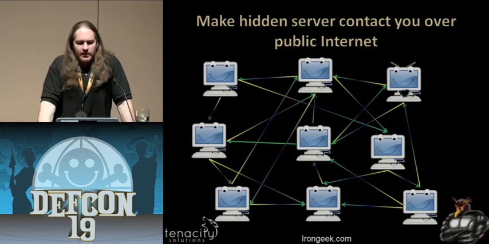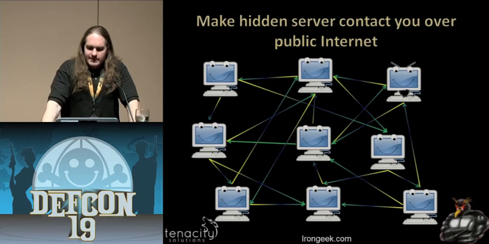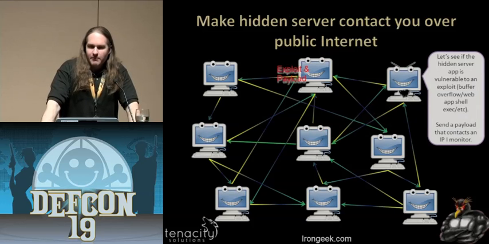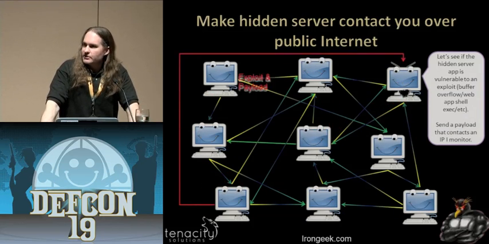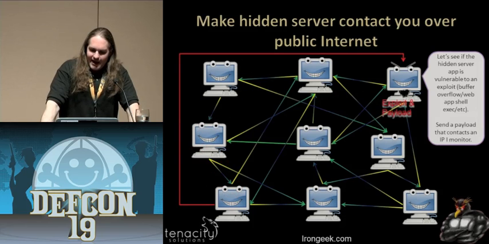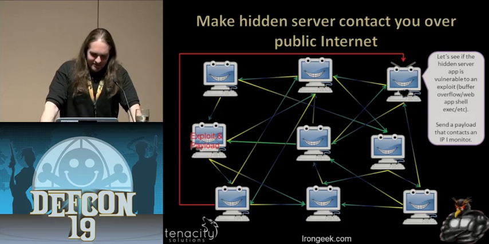There's also a possibility of making hidden services contact you. For instance, let's say someone's running a vulnerable web application on an EEP site or Tor hidden service. It's possible you could throw an exploit and payload, something like some kind of shell execution vulnerability, and actually get that remote target server to contact you outside the darknet, and now you know who they actually are.